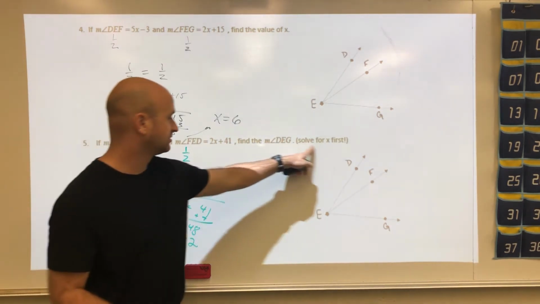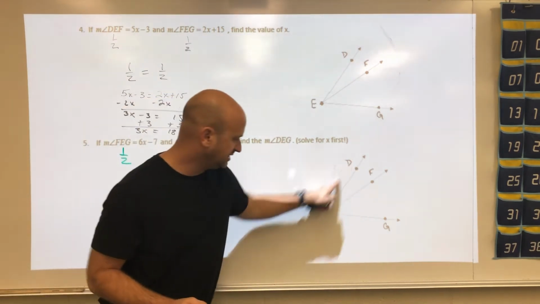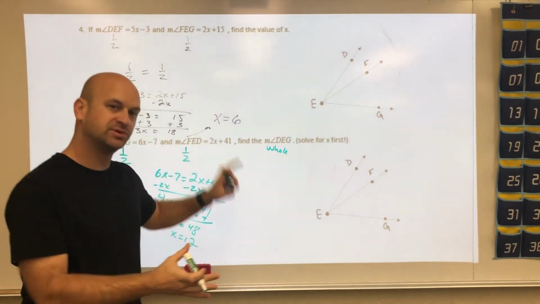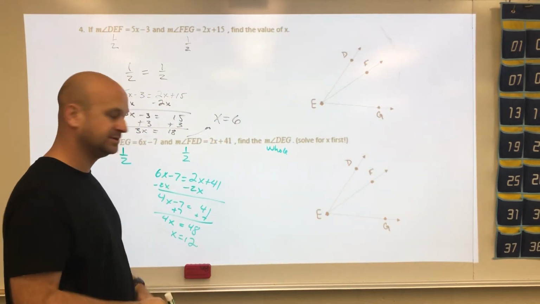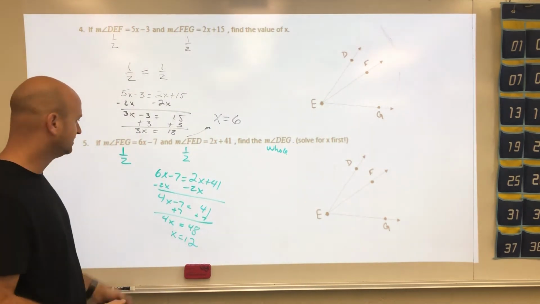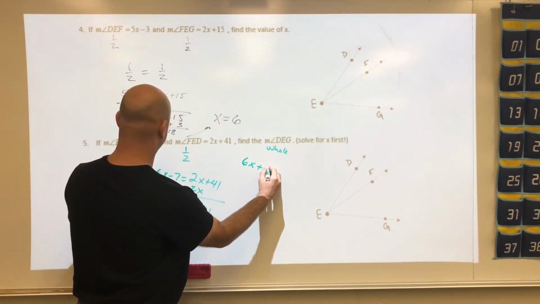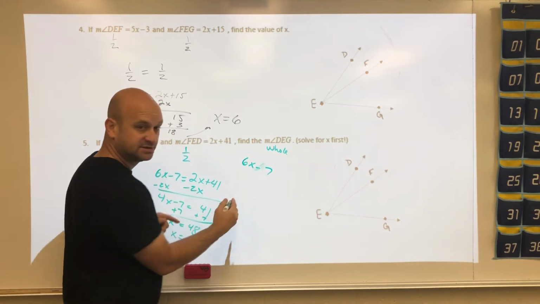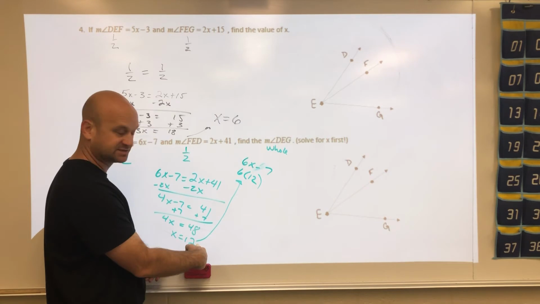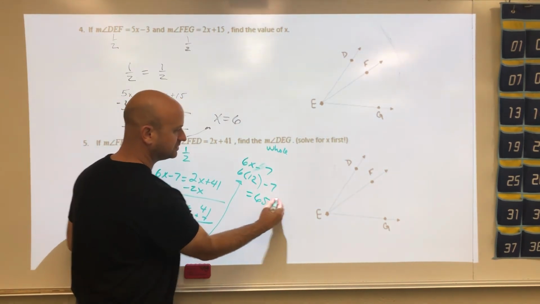And if we read the directions, we're actually not done. Because what they want is the measure of DEG. So DEG is actually the whole angle. So this is one example we haven't seen where we actually have to plug this value in now. So we're going to take our choice of how we want to plug this in. So if we want to do the first one, so 6x minus 7, that would be 6 times 12. Again, where's the 12 coming from? It's coming from our x value, minus 7. So that would be 72 minus 7, which equals 65.